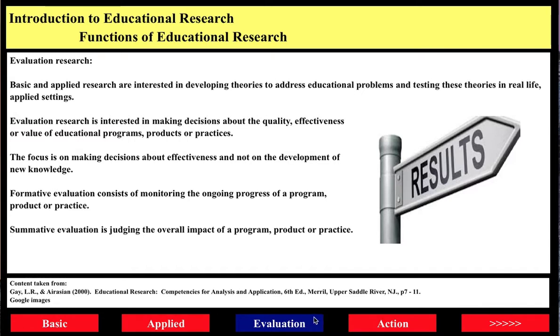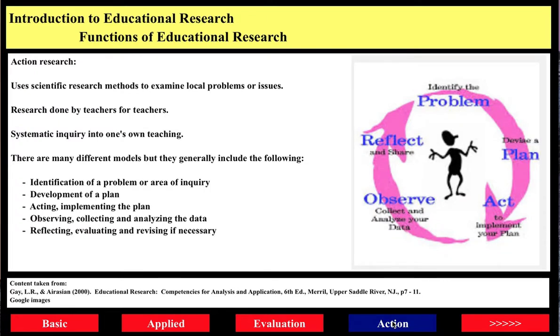And there is formative evaluation research, which monitors the ongoing progress of a program, product, or practice. So while the actual program or product is being used as ongoing evaluation, that's formative evaluation. And summative evaluation research is judging the overall impact of a program, product, or practice when it has been implemented and it is completed. And that's evaluation research.